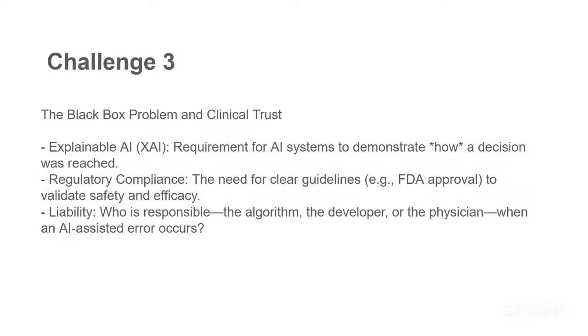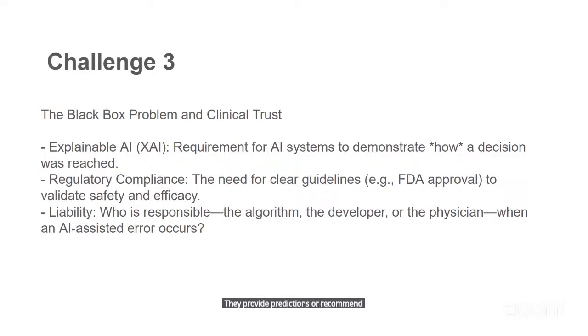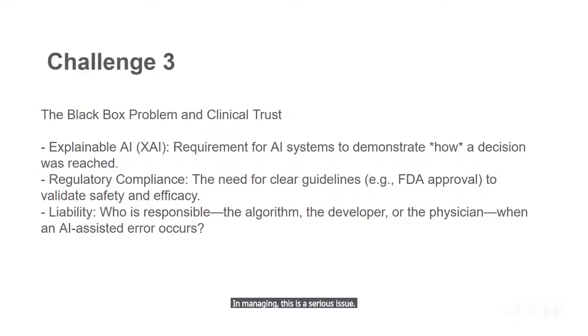And even if AI systems are accurate, fast, and powerful, one critical question remains. Can clinicians trust decisions they do not understand? This leads us to the black box problem. Many advanced AI models, especially deep learning systems, operate as black boxes. They provide predictions or recommendations without clearly explaining how those decisions were reached. In medicine, this is a serious issue. Clinicians need to understand the reasoning behind a decision before acting on it.